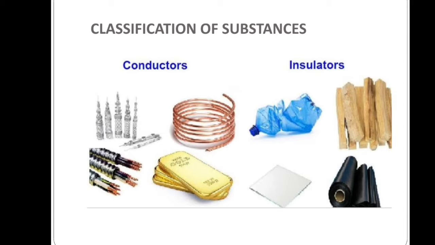Next you see insulator, you see in the picture. So the materials that do not allow the passage of electric current through them are known as the insulators. Examples are rubber, plastic, wood. So they are all insulators.